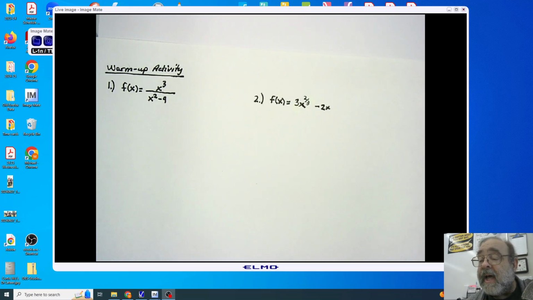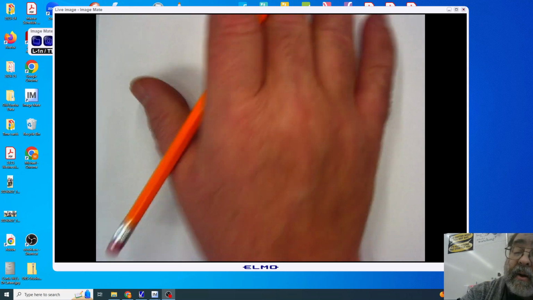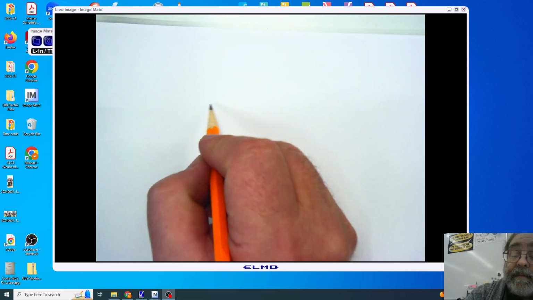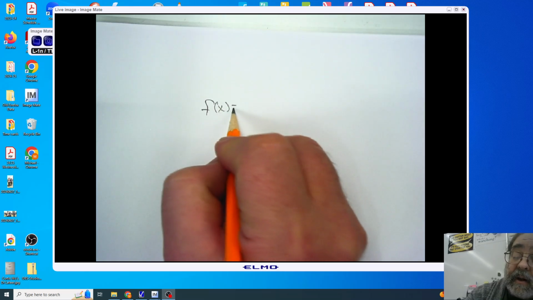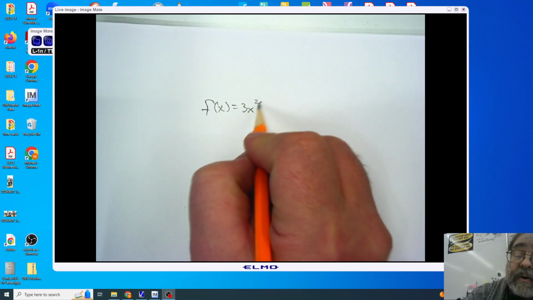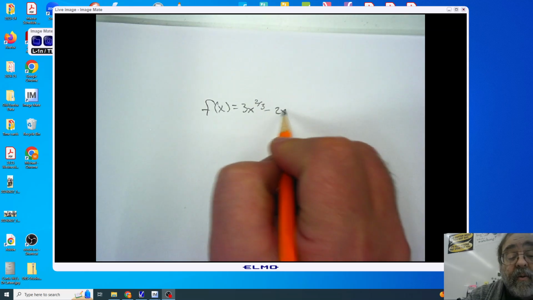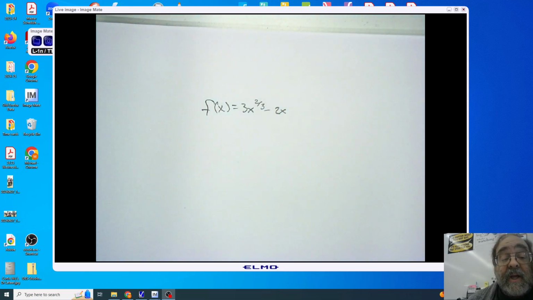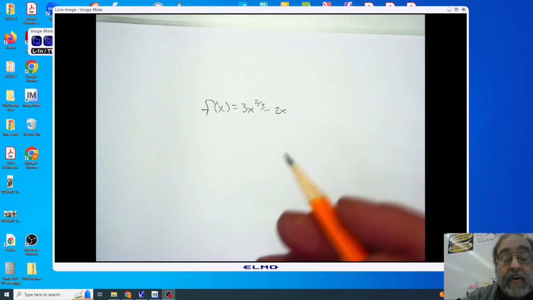So we're going to be looking at 3 times x to the 2/3 power minus 2x. Let me write that down here so you can all see it. f(x) = 3x^(2/3) - 2x. And the first thing that I want to do is try to factor this.